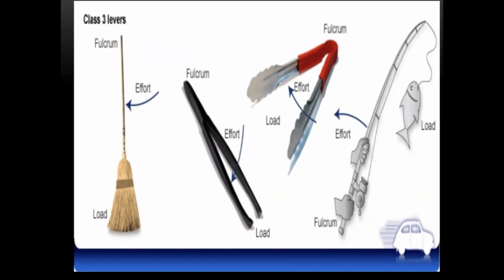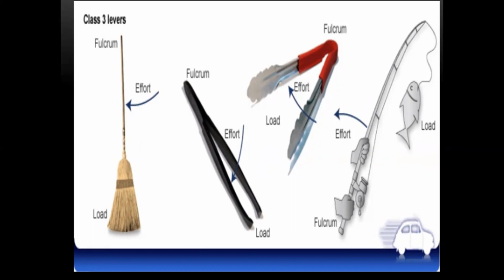Why do we call it that way? Because see, you have a fulcrum. Fulcrum is the fixed point. Effort is the effort or the force that you apply, and with the help of a load some work is being done. So these are the examples of class 3 levers.